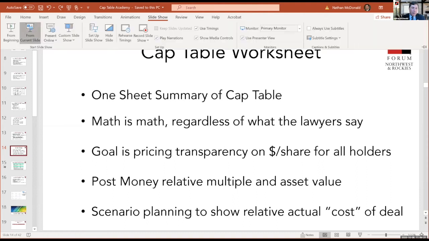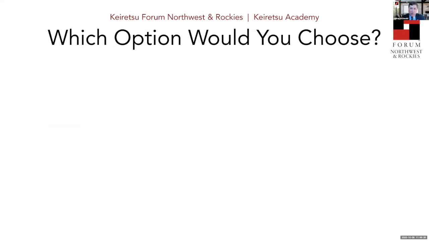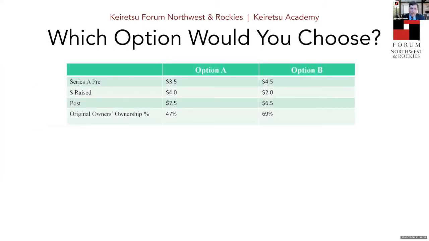So we've got an example here, which we'll run a poll against. So which option would you choose? So we've got option A or option B. Option A is a situation where you're raising a Series A round. You've got a pre-money of $3.5 million. You're able to raise $4 million. Your post is 7.5, but you give up over half the company to do so. Or option B, you get a higher valuation, $4.5 million, but you only raise half as much cash. So you only get $2 million instead of $4 million. You end up keeping almost 70% of the company.